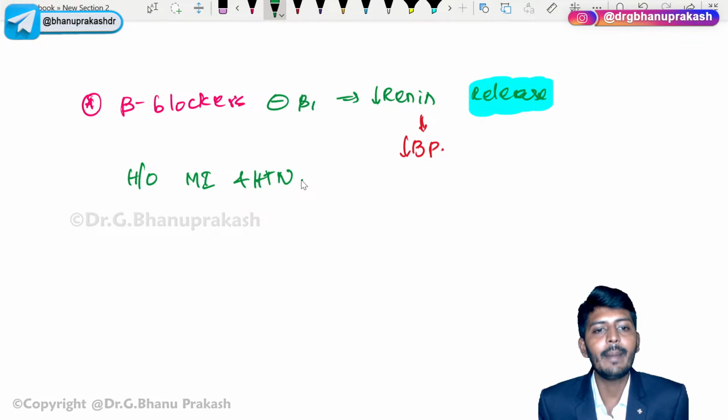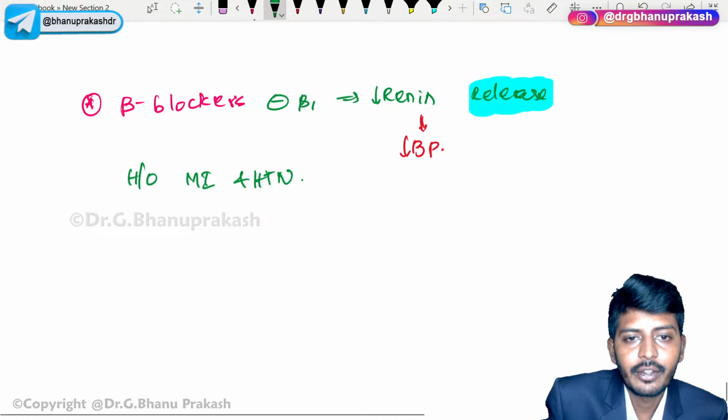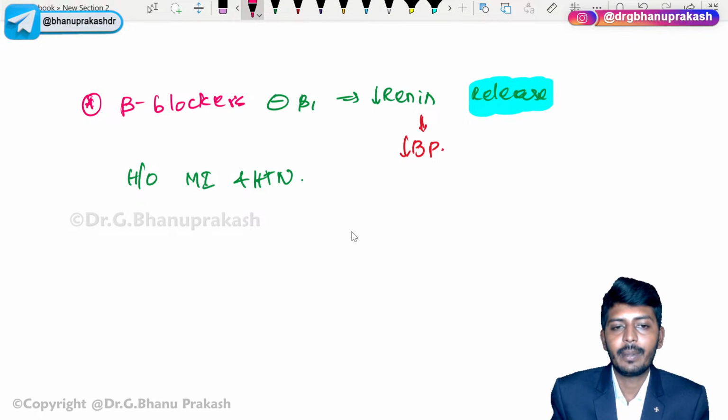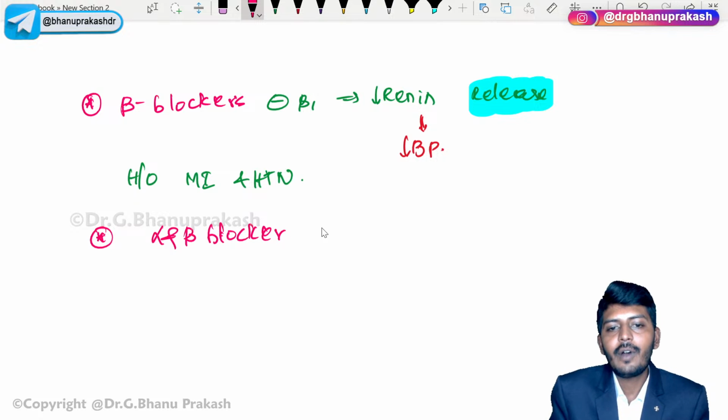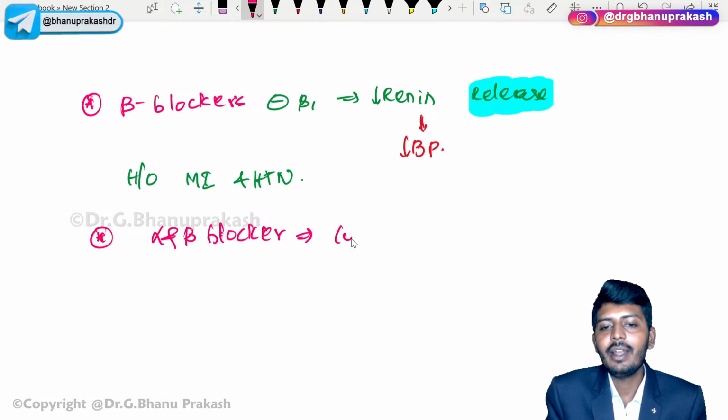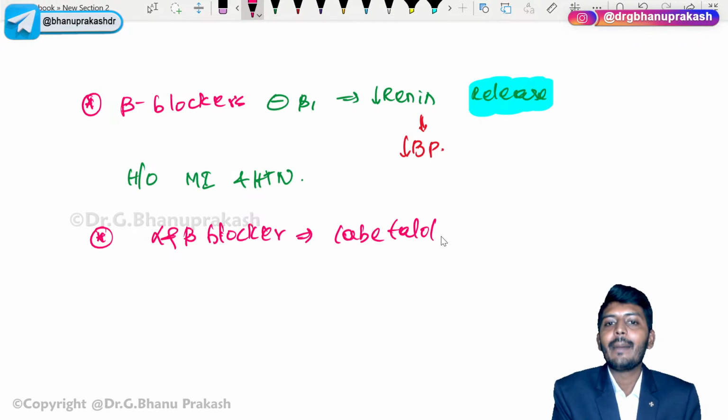Which drugs can you use? Myocardial infarction and hypertension. Now beta blockers, beta 1 selective blockers. Then we have alpha and beta blockers. We have a drug called labetalol.